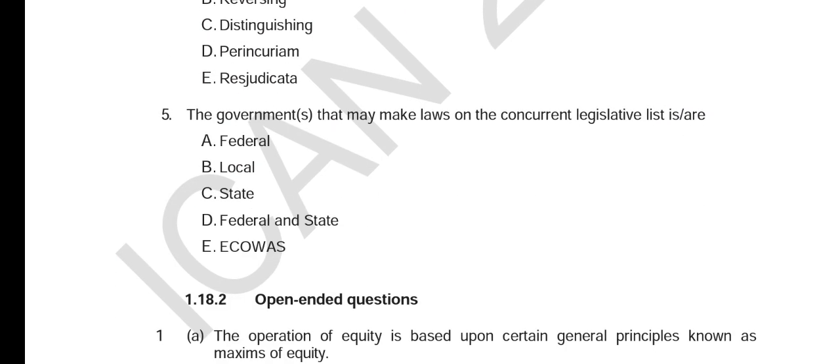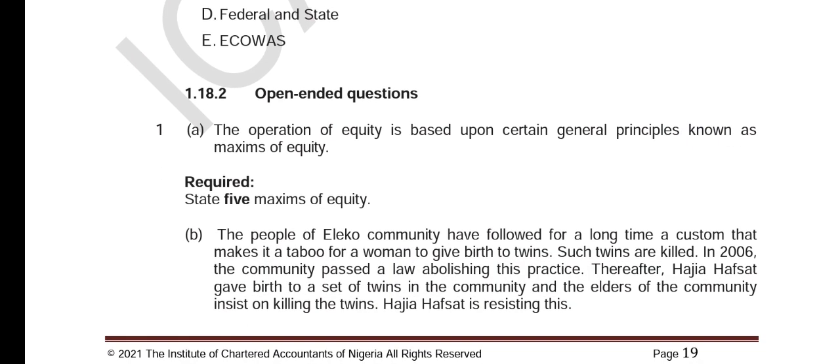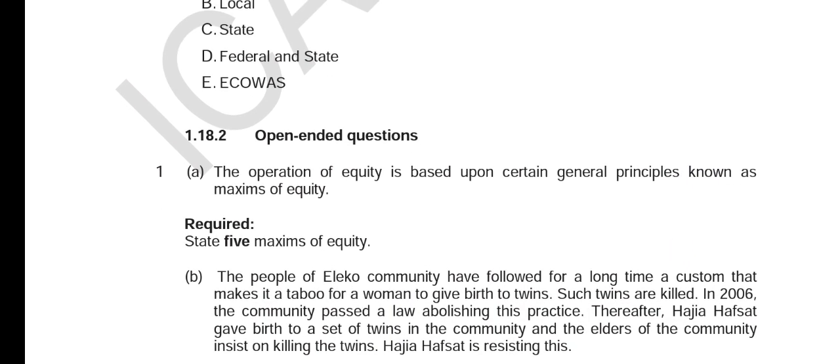Yeah. The government that may make laws on a concurrent list is or are. The answer is the federal and state. Yeah. So, open-ended question: state 5 maxims of equity.